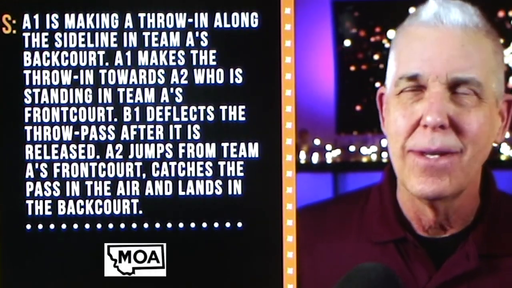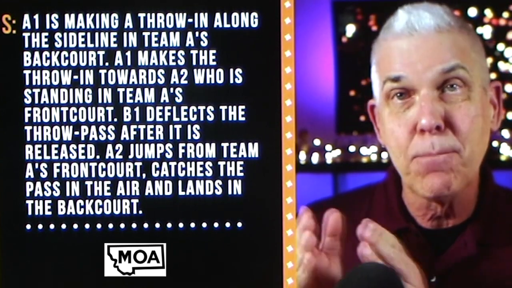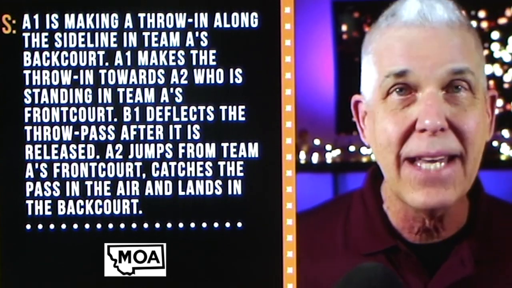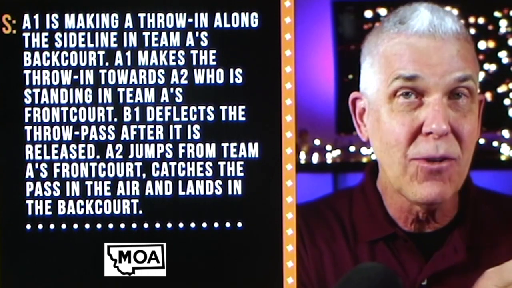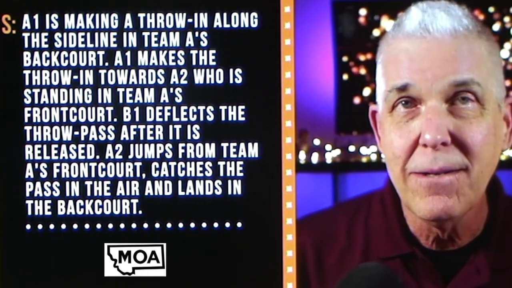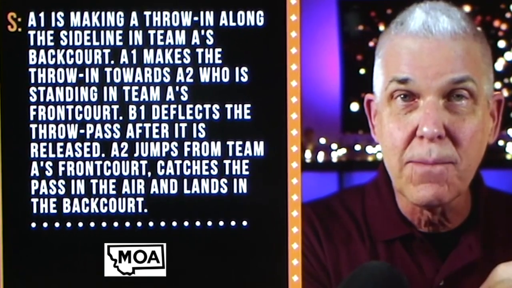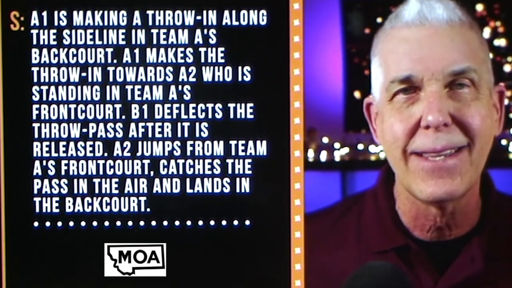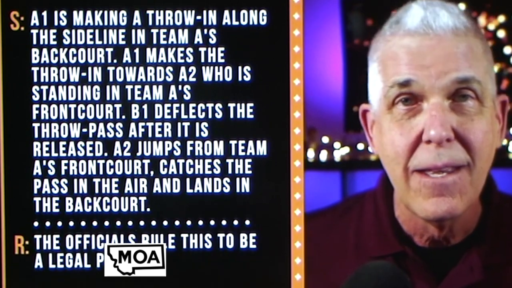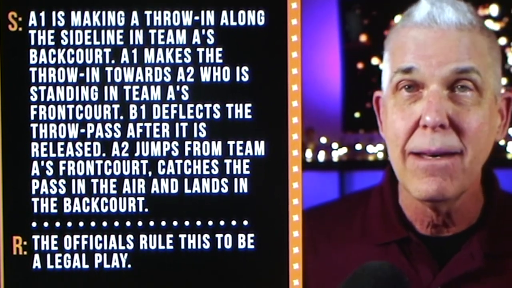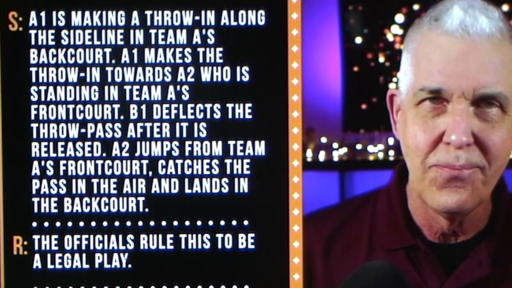That's a lot of words. A1 is making a throw-in along the sideline in Team A's backcourt. A1 makes the throw-in towards A2, who is standing in Team A's front court. B1 deflects the throw-in pass after the release. A2 jumps from Team A's front court, catches the pass in the air, and lands in the backcourt. The officials rule this to be a legal play. Were the officials correct? Yes or no?